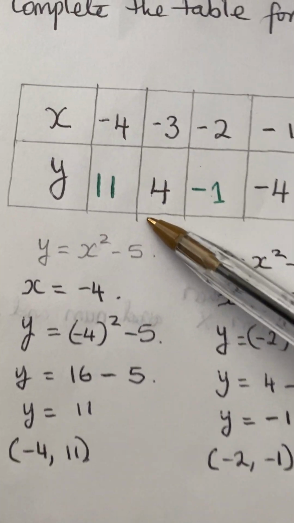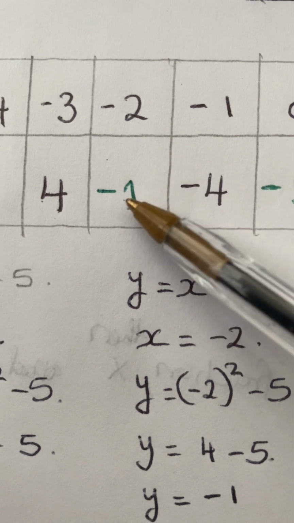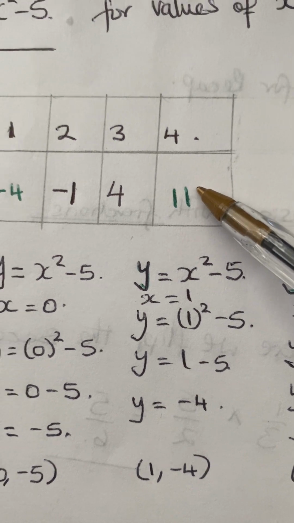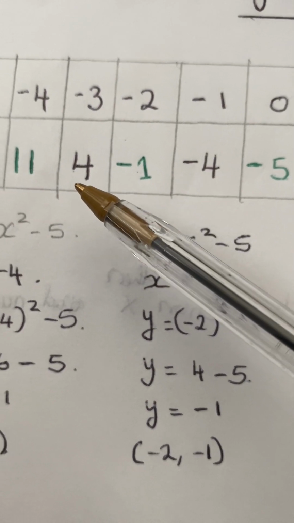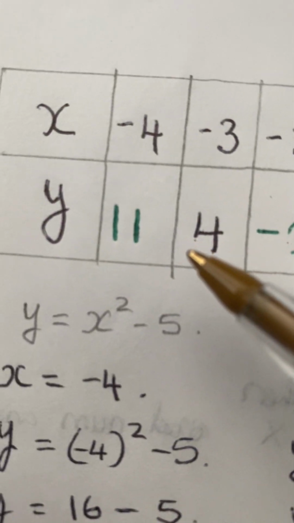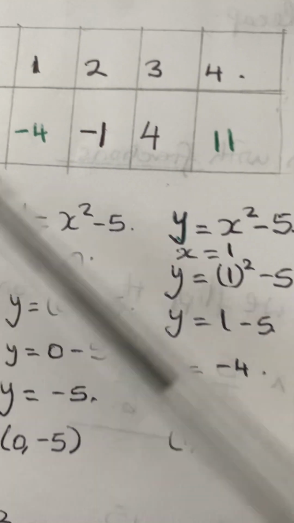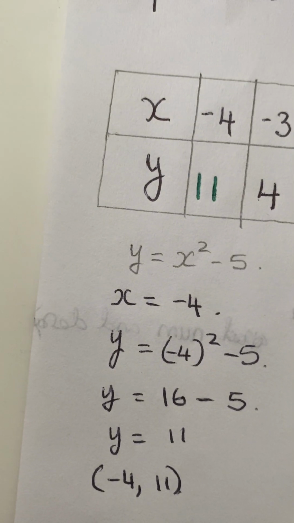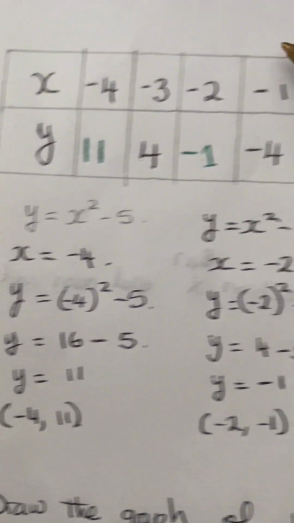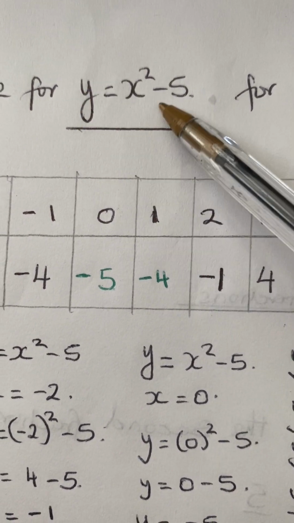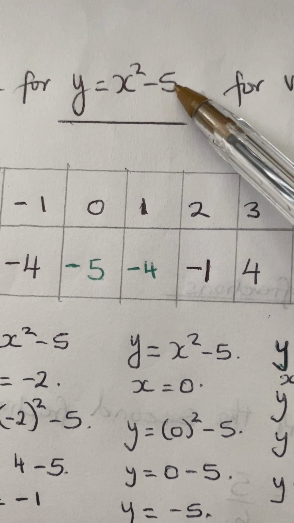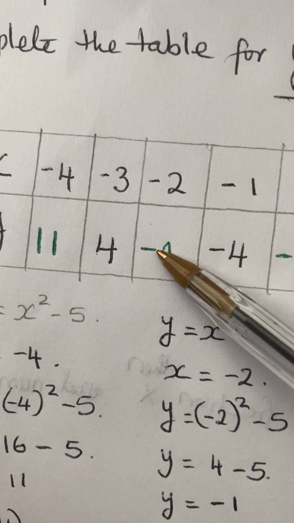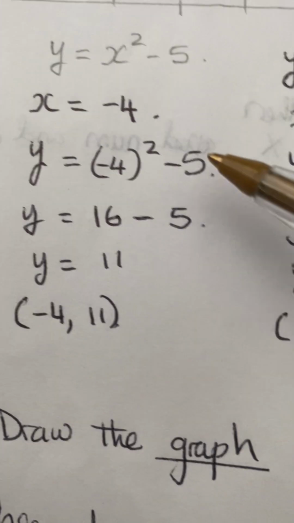Now they've given you the table. The ones I've labeled in green, I had to find myself. The ones not in green were given. Now what did I do? I have the equation y equals x squared minus 5. You can put it in directly and solve, or you can go by this.